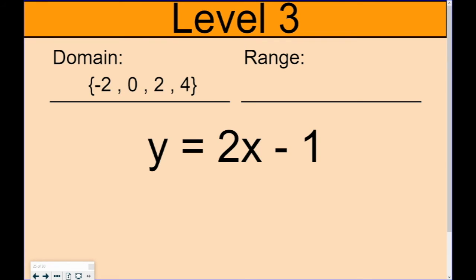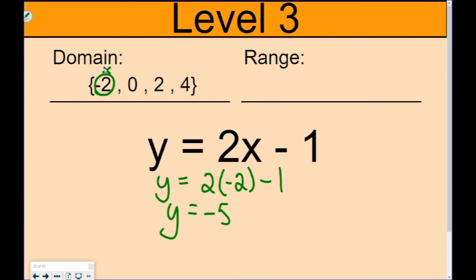Hopefully you've had a minute to look at it and say, oh, well, I know that domain are my x values. So if I were looking at an equation, that means that x is equal to -2. I could substitute that in. So I could write y equals 2 times -2 minus 1. So 2 times -2 is -4 minus 1 is going to be -5. So one of my values on the range is going to be -5.